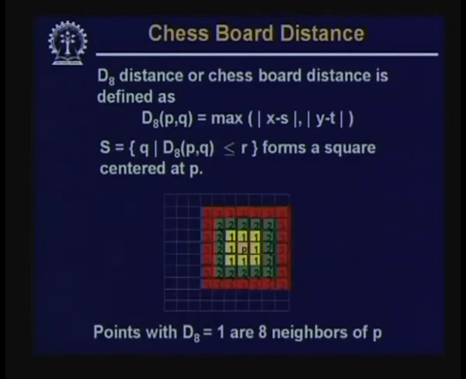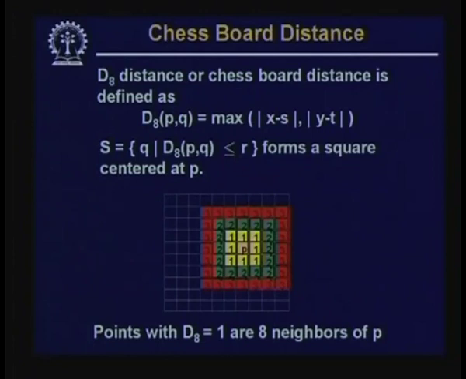Now, we come to the third distance measure, which is the chessboard distance. As we have seen, in case of city block distance, the distance between 2 points was defined as the sum of the distances that you cover along the x direction plus the distance along the y direction. In case of chessboard distance, it is the maximum of the distances that you cover along the x direction and y direction. So, this is d8(P,Q), which is equal to the max of |x minus s| and |y minus t|, where we take the absolute value of both x minus s and y minus t.